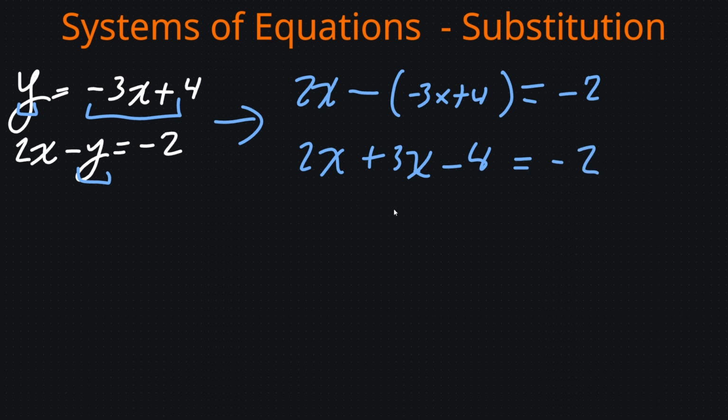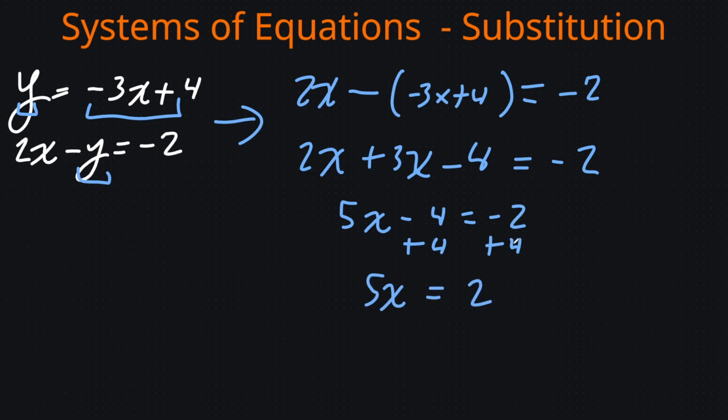I'm going to combine all my terms. I have 2x plus 3x to give me 5x minus 4 equals negative 2. I'm going to get rid of that negative 4 by adding 4 to both sides. This leaves me with 5x equaling a positive 2. Negative 2 plus 4 is a positive 2. And then I divide by 5 on both sides. X is now equal to 2 over 5.